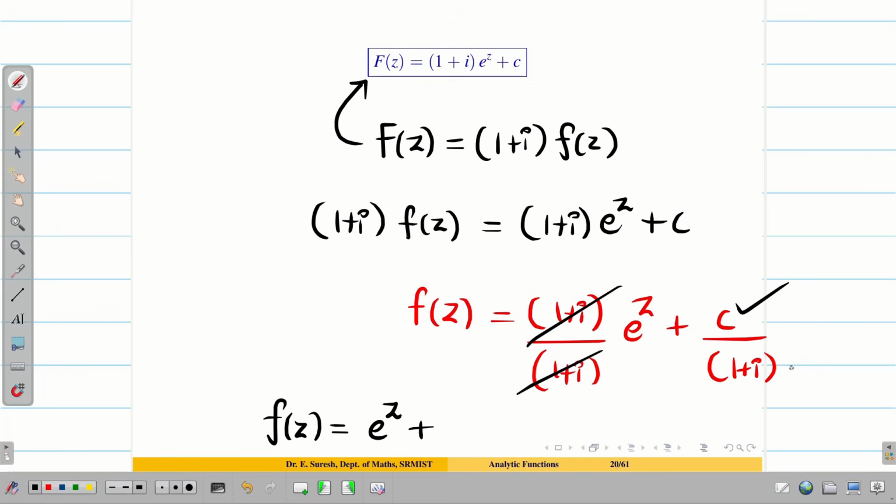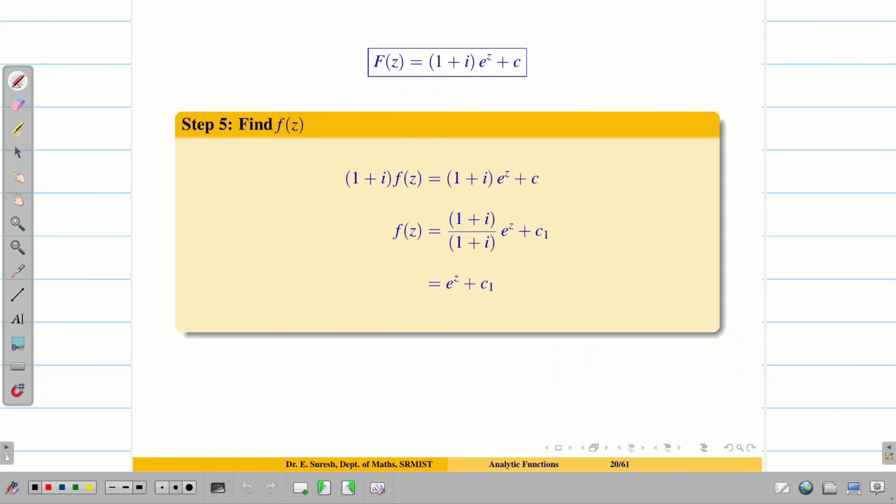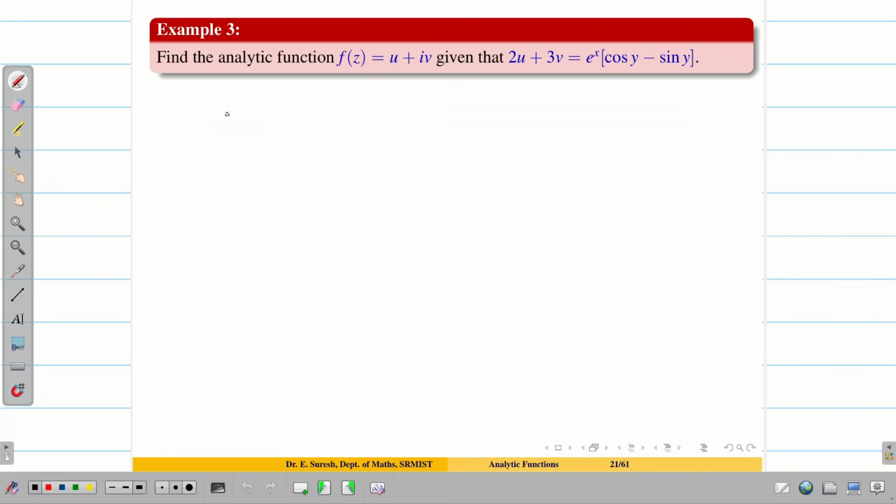Since c is constant, 1 plus i is constant. C divided by 1 plus i is another constant c1. We can keep it like that. Therefore, my f of z is simply e power z plus c1. Hope you understand, students.